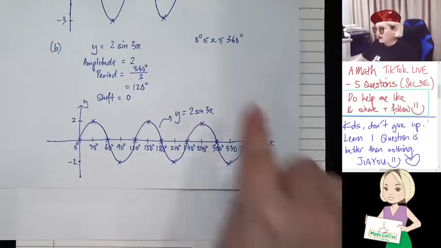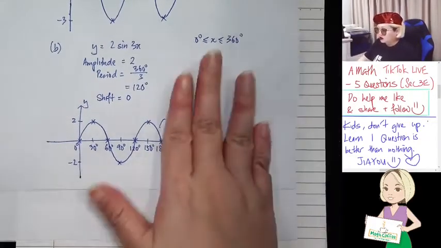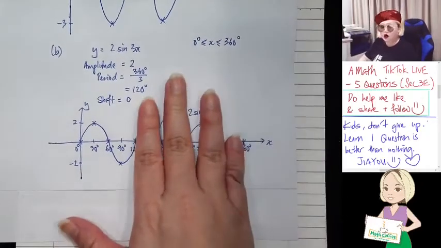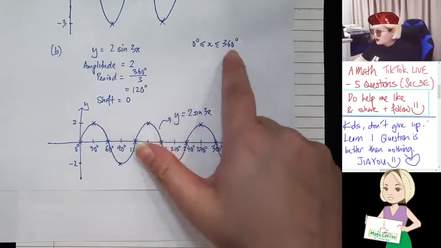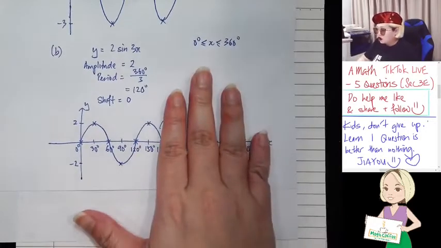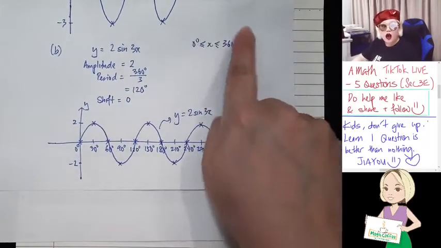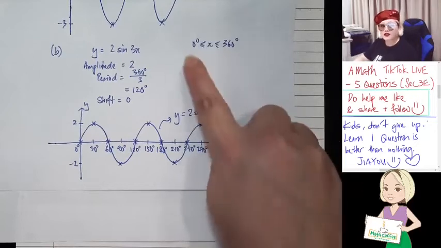So if they only ask me to draw up to 180, means I only draw half a cycle. If they ask me to draw 120, means I only draw 1 cycle. If they say draw under 180, means that they want to draw 1.5 cycle. Agree or not? Okay? So this tells us how many cycles they want you to draw.